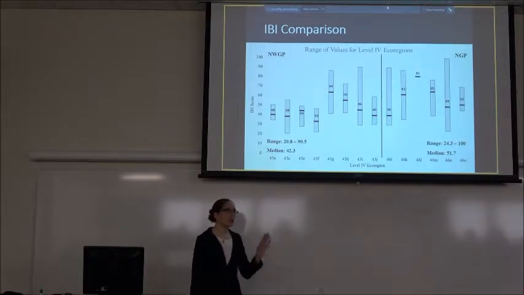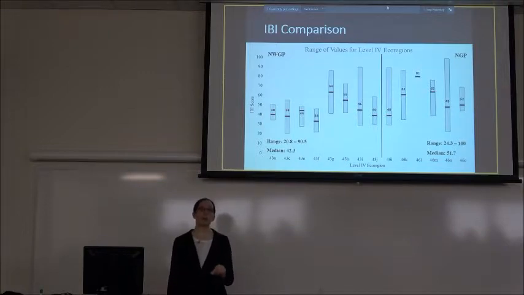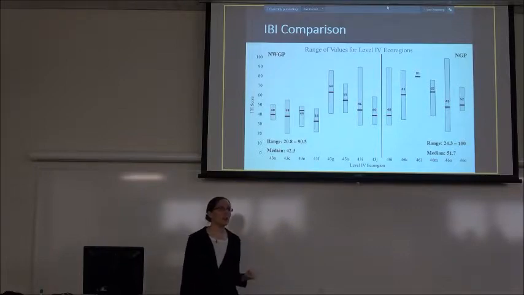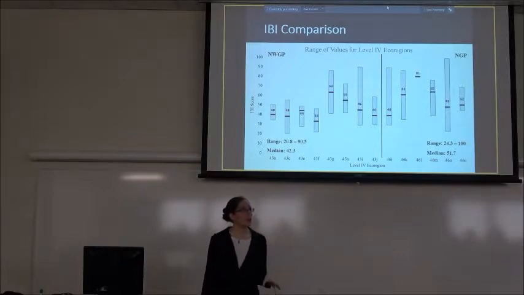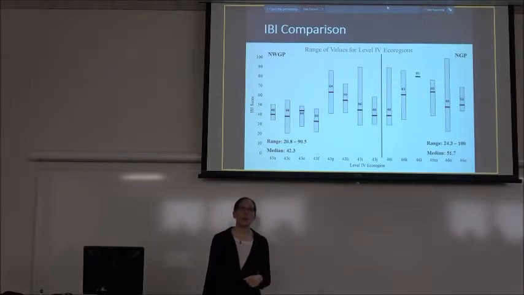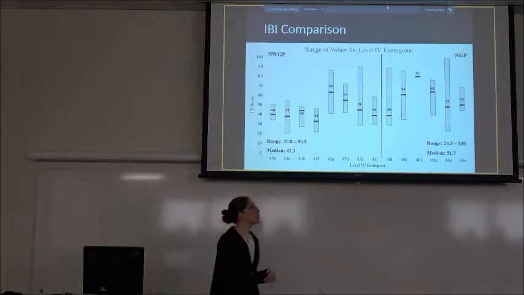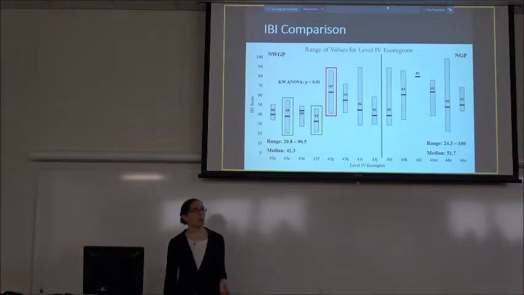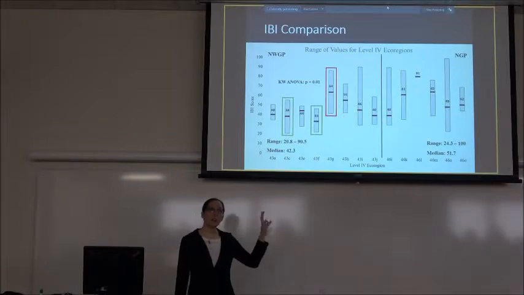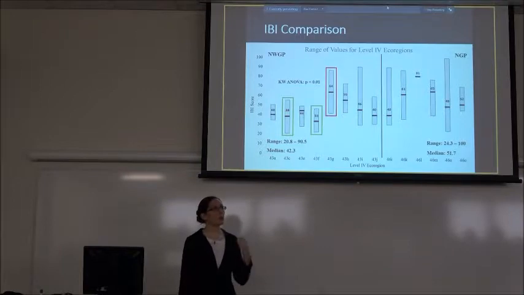And we can see that by level 4 ecoregions, there seems to be less variation and a fair amount of overlap in the score ranges. To the left of the black line, we have our NWGP level 4 ecoregions. Overall scores there range from about 21 to 90.5, with a median value of about 42. And here we see less overlap in our ranges. So when we do our KW ANOVAs, we don't find any significant differences between level 4 ecoregions in the NGP, but we do find that the one boxed in red is significantly different from the two in green in the NWGP. So we're seeing level 4 ecoregion differences in our IBI scores.